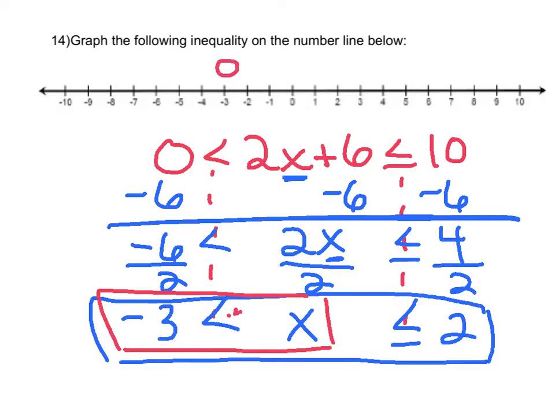equal to line there. Then if you take a look at this one here in black, you have x is less than or equal to 2. So that or equal to means we're going to have a closed circle above the 2. Now it was greater than that -3, but it was also less than the 2. So your inequality is going to be graphed as shown above.